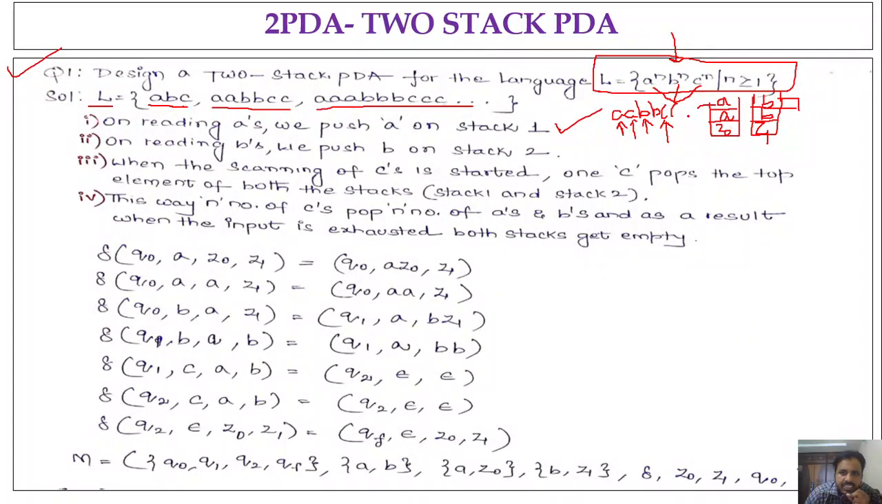So first C we got, so pop the stack 1, so A will be popped up, and pop the stack 2 so that the B will be popped out. Okay, next input is again C. Since C, again pop stack 1 and pop stack 2.